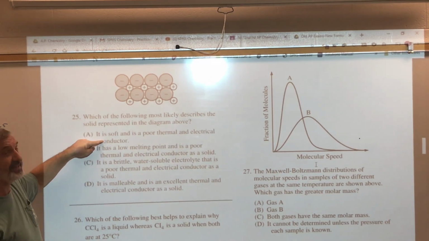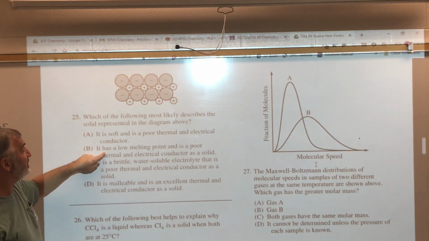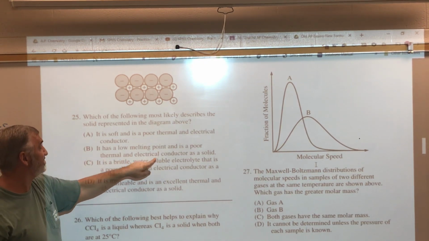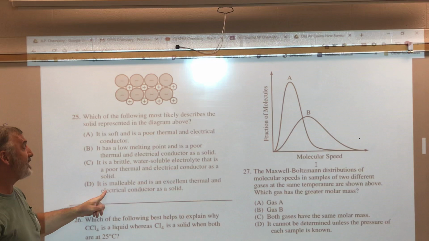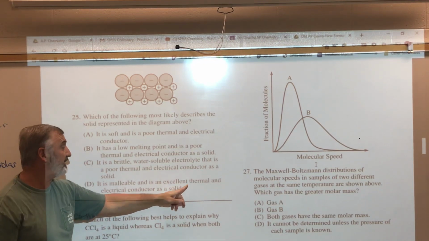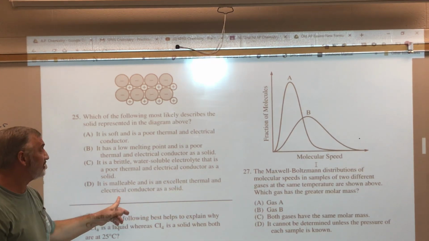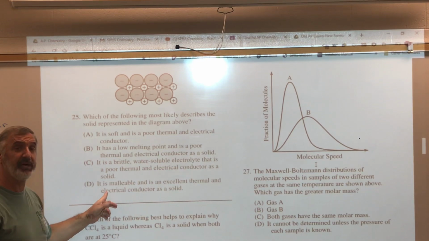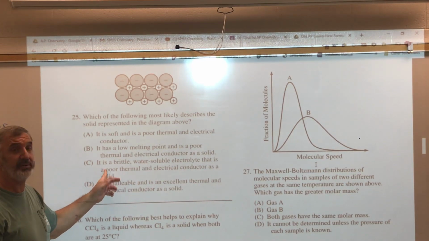Okay, properties of an ionic compound. It is soft and is a poor thermal and electrical conductor. That would probably be a covalent substance. It has a low melting point, it's a poor thermal and electrical conductor as a solid. That again is a covalent. It's malleable and an excellent heat, thermal means heat, and electrical conductor as a solid. That's going to be a metallic bond on this one. This is your ionic bond here.